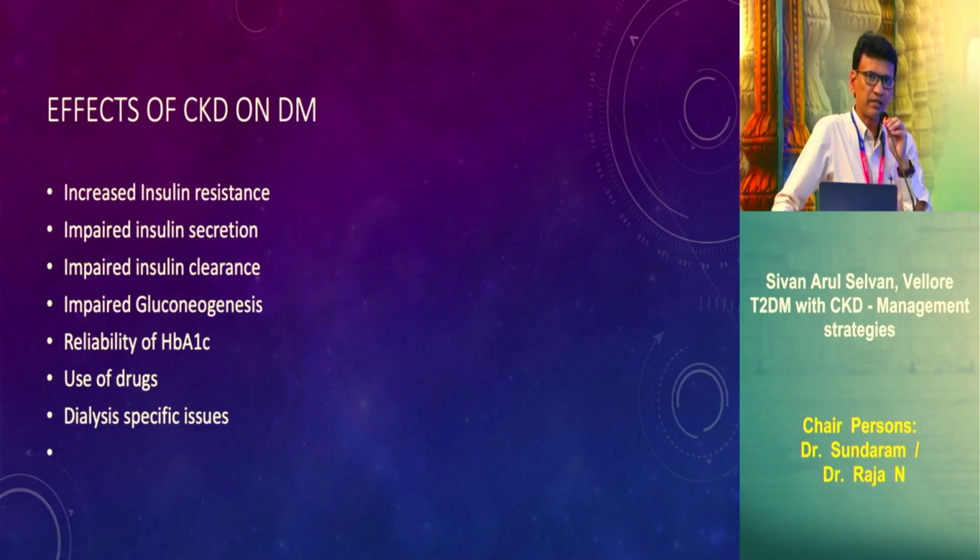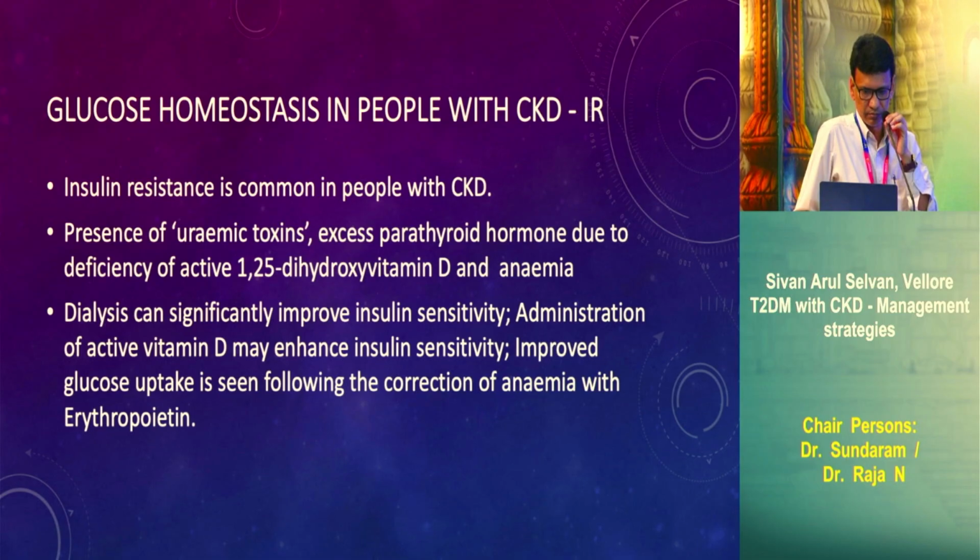So what are the effects of CKD in diabetes? We all know there is increased risk of hypoglycemia, but in early CKD there is also increased insulin resistance, and the patient may require a much higher insulin dose. There is impaired insulin secretion, decreased insulin clearance, impaired gluconeogenesis, and there are reliability issues with HbA1c. You need to modify your drugs according to GFR, and there are dialysis specific issues.